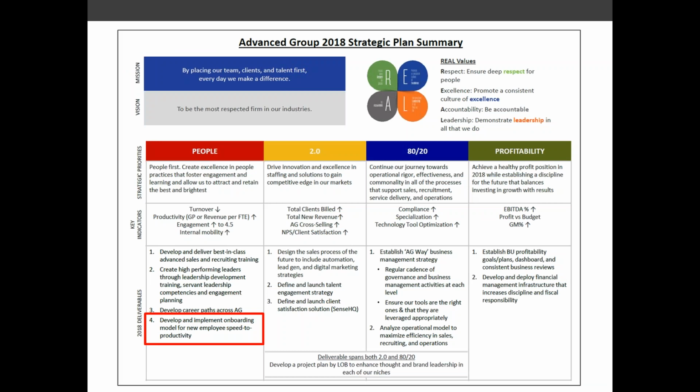So first of all, a key deliverable of our 2018 company strategic plan was to develop and implement a new onboarding model for new employee speed to productivity. The onboarding process at Advanced Group is absolutely critical for new employee engagement and their retention, but it's also important for company productivity and for performance.